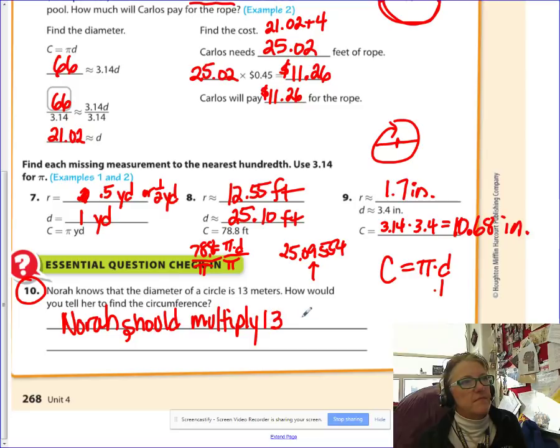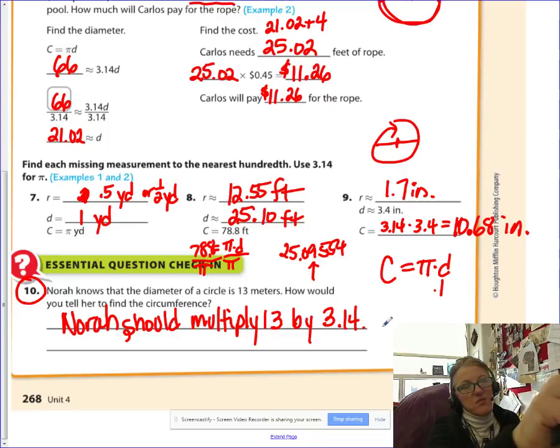13 by pi, or in other words, 3.14. She'll get an answer. Now, in my head, 13 times 3 is 39. So you can tell her, your answer will be between 39 and up to, maybe a little more than that, somewhere in that ballpark. And make sure you label it. All right, there you go.